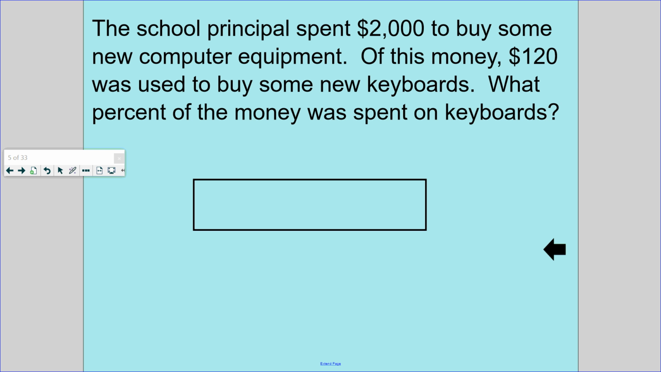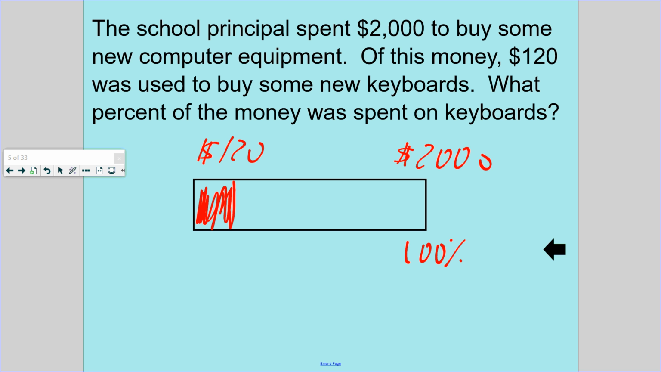In our last practice, the school principal spent $2,000 to buy some new computer equipment. Of this money, $120 was used to buy new keyboards. What percent of the money was spent on keyboards? So this represents 100%. So all of this was spent on computers, which is $2,000. So $120 goes here, which is part of the money. It's going to be a small number, I predict.